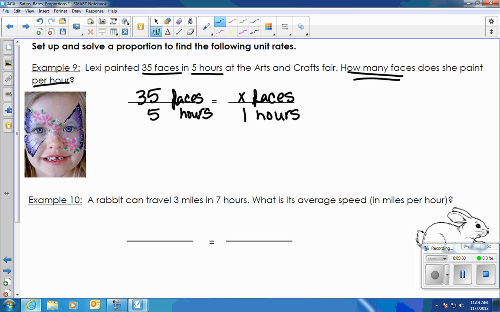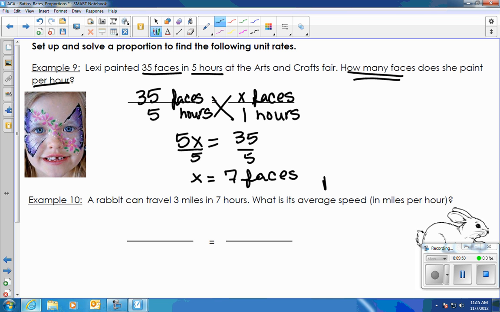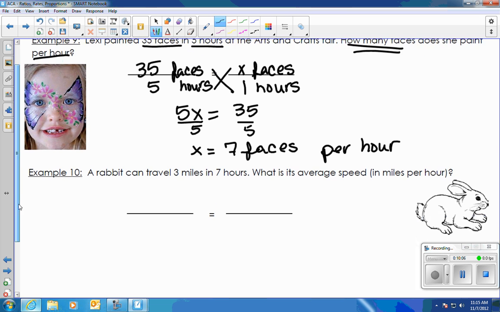So you can use the cross multiplication process to solve for this unit rate as well, in case you don't want to use the division that we did before. Because of course, if you cover up this side of the proportion, this is 35 divided by 5, which happens to be 7. Well, that's actually what we do when we solve this proportion. And that gives us, yes, 7 faces per hour. So you get the same answer, it's just a different process. It's useful that you learn this process because sometimes you won't be looking for a unit rate.